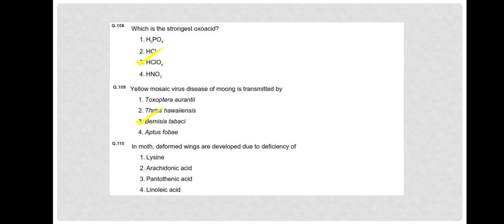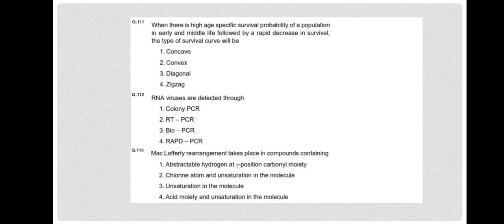Next, question number 110. In moth, deformed wings are developed due to deficiency of, so the answer is linoleic acid. This is an essential fatty acid which is needed for the development of the wings in insects or in moths.